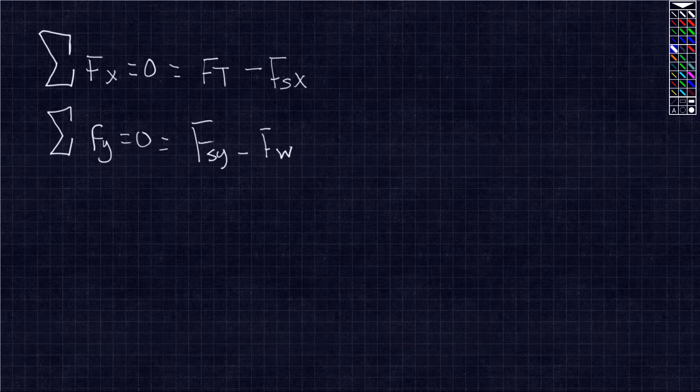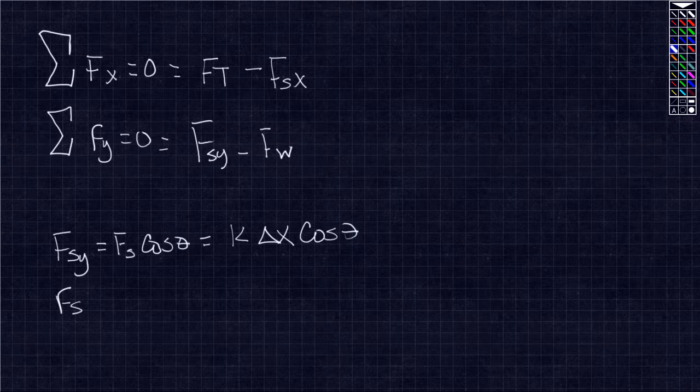Alright, so we have Fs of y equals Fs cosine theta, which equals k delta x cosine theta. And Fs of x equals Fs sine theta.